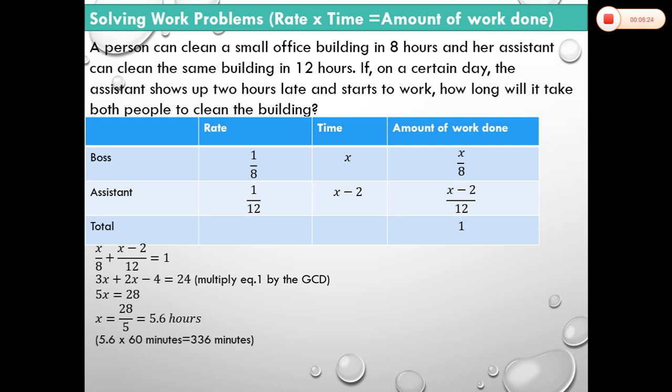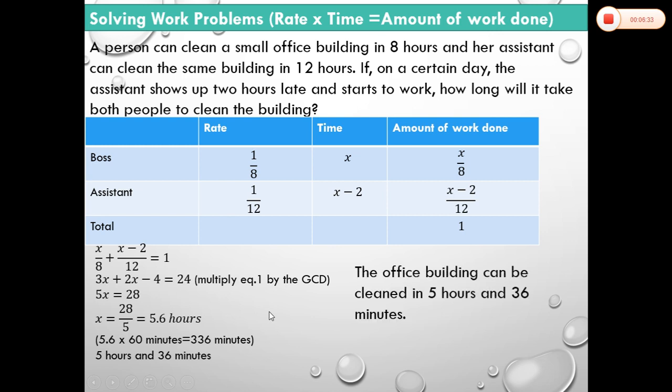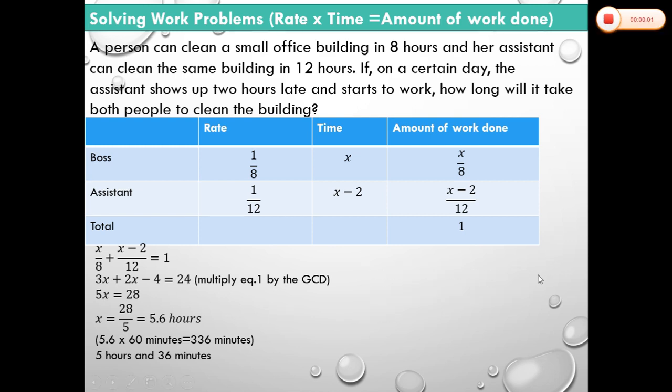or 336 minutes. Converted into hours and minutes, we have 5 hours and 36 minutes. Thus, it will take 5 hours and 36 minutes for both people to clean the building.